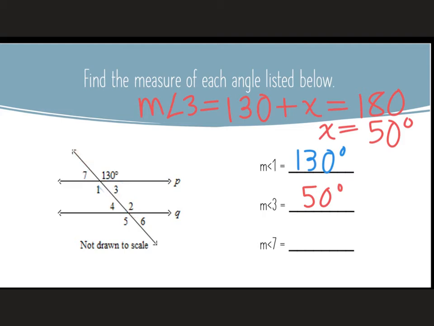Last one, the measure of angle 7, so that's this angle right here. Well, we just found that the measure of angle 3 right here is 50 degrees, and that is a vertical angle with angle 7. So vertical angles are equal. That means the measure of angle 7 is also 50 degrees.